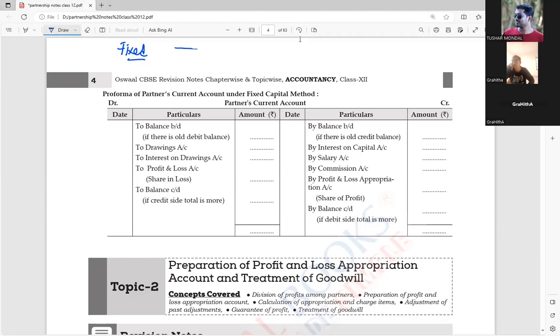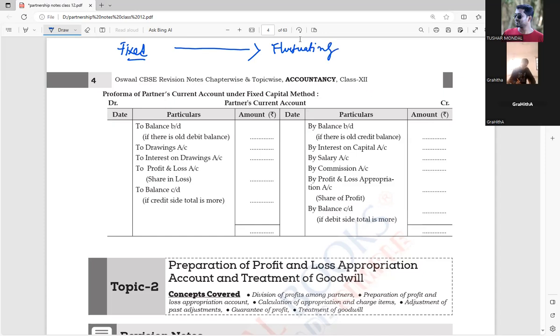But when the firm is not thinking about how much capital we have contributed, every year the profit coming from the firm, or any earning in the form of salary, or interest on capital and all, if it is added to the partners' capital, the capital can increase. Last class we have seen. So that is why it is known as the fluctuating capital method.